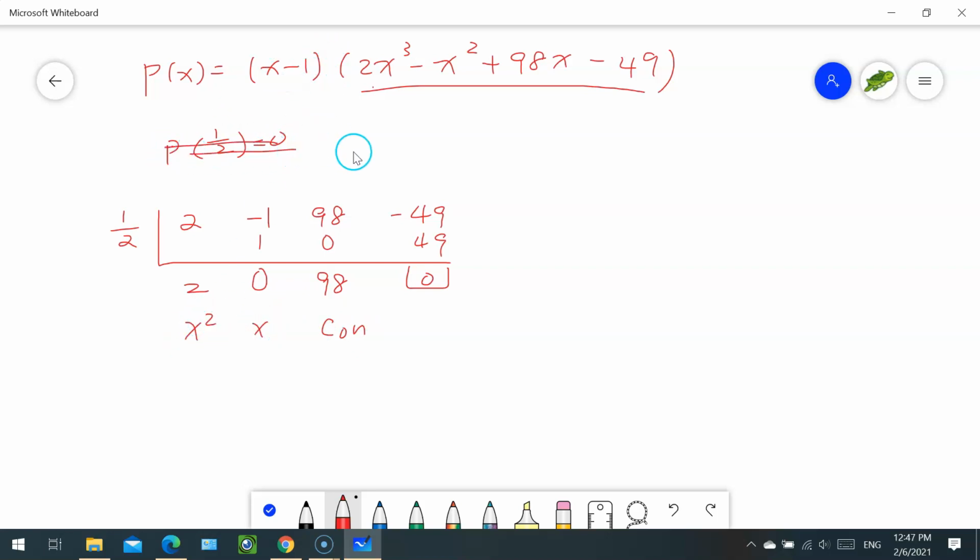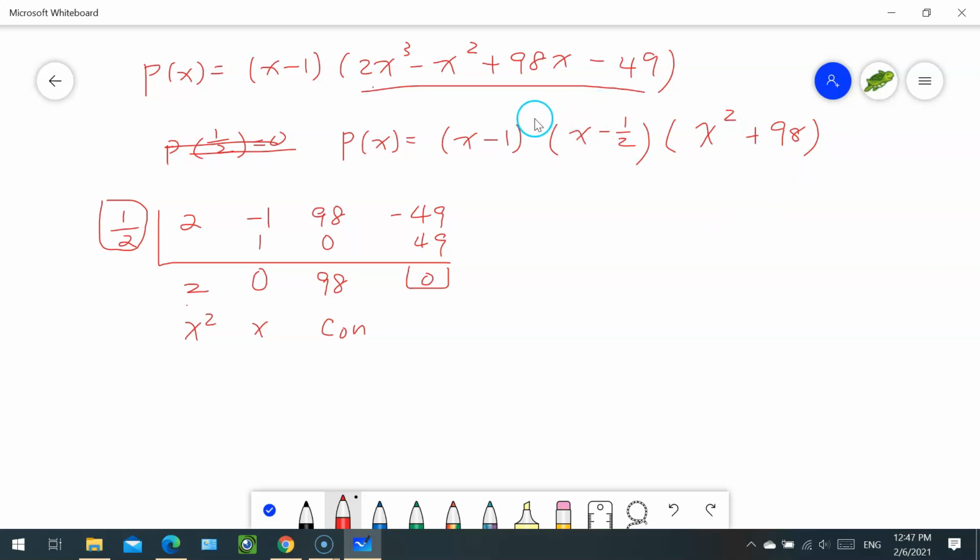So we reorganize p of x. We have x minus 1. And then these three terms, they are the quotient, right? They are the quotient of the polynomial. And we have another root, half. So let me write down x minus half, right? The root is half. That means the factor form is x minus half. Then multiply with x squared. Since the x term is 0, we don't need to write it down. Just put the plus 98 here.